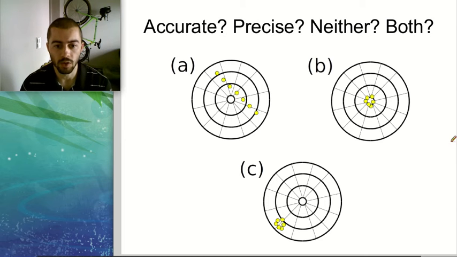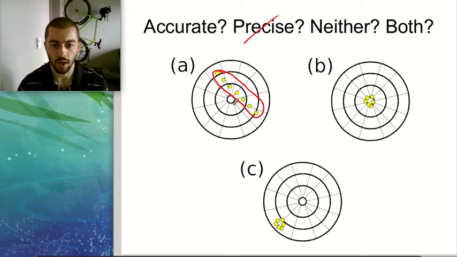Okay, so for letter A here, I want to think, is this an accurate set of measurements? Is it a precise set of measurements? So if it were accurate, we would have a lot of our points near the middle of the target here. If it were precise, we would have our points all clumped together. So we can tell here, all the points are rather spread out, right? So this means that we're not precise. And we're also not accurate because we didn't really hit the target with a lot of these measurements, right? So A would be neither accurate nor precise.